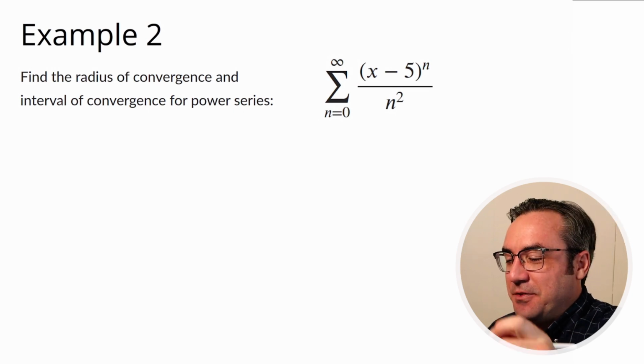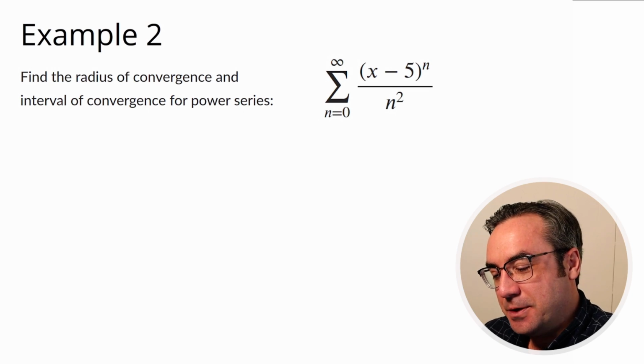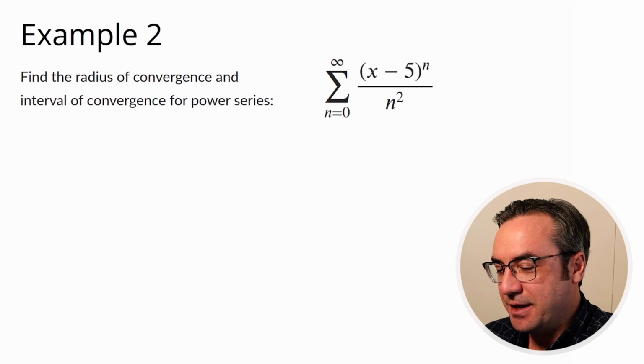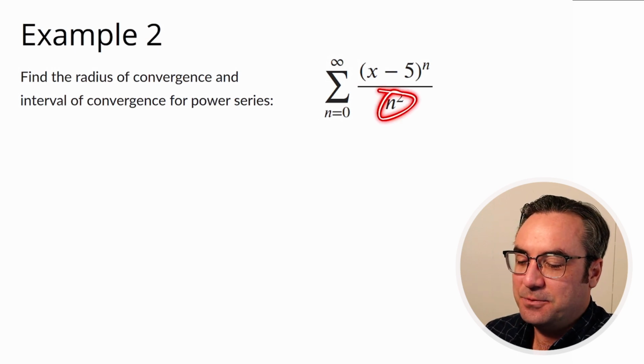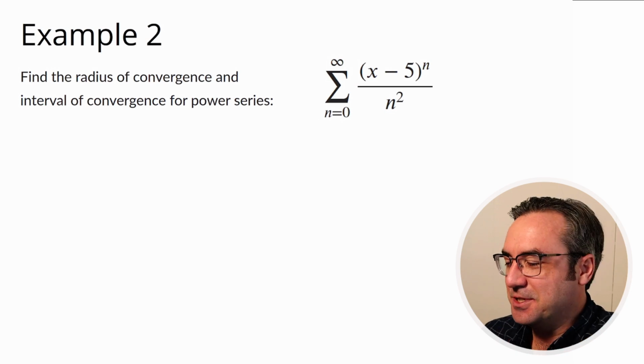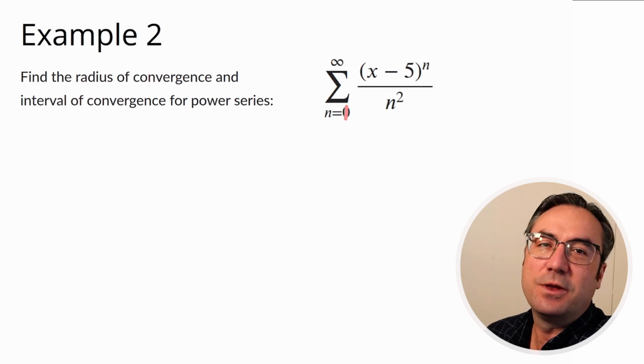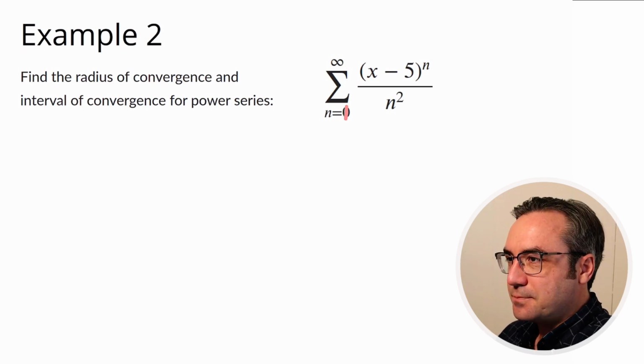Before we get started, there is a little typo here. We're going to start our n value at 1. Not a big deal. It's not going to change anything. But when n is 0, we get division by 0. So just to clean this up a little bit, we're going to start this at n equals 1. Really not going to change anything, though.